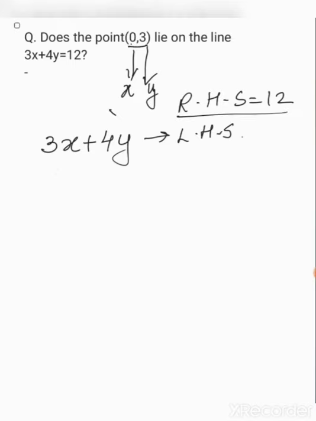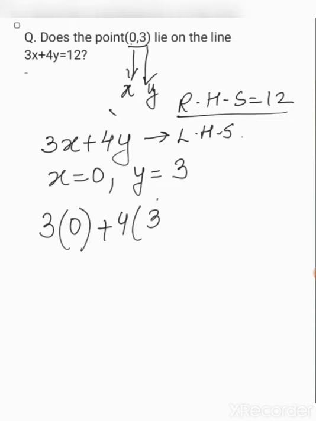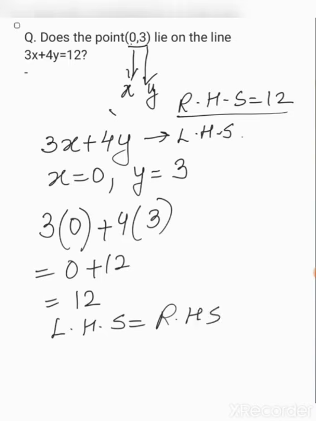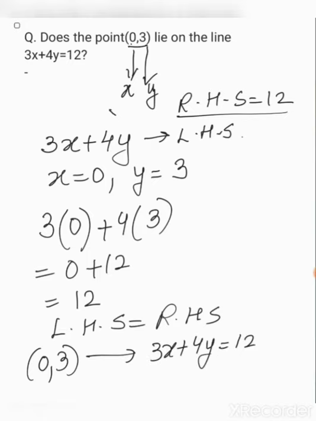Now in the left hand side we will put x equal to 0 and y is equal to 3. Let's see what we get. 3 into 0 plus 4 into 3, which is equal to 0 plus 12, and it is equal to 12. So left hand side becomes equal to the right hand side. Therefore we may say that the point 0, 3 lies on the line 3x plus 4y is equal to 12. This is the way you check whether the point lies on the line or not.